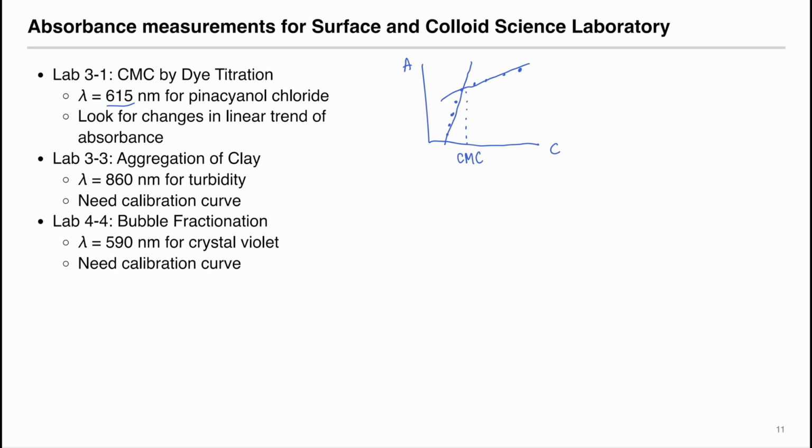For aggregation of clay, we look at turbidity at 860 nanometers. In this case, we will need a calibration curve. We will look at the absorbance of solutions with known concentrations. After establishing a calibration curve, we can measure the absorbance of some unknown solutions and infer back to what concentration it actually is. Similarly, we can use that for bubble fractionation to look at the concentration of crystal violet at 590 nanometers.